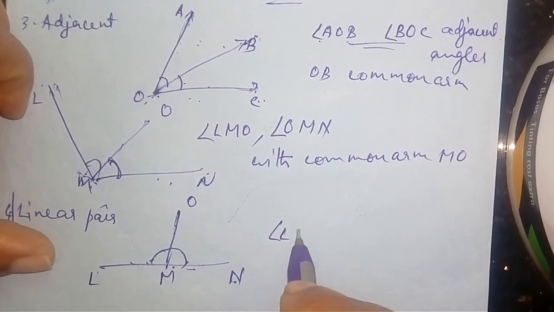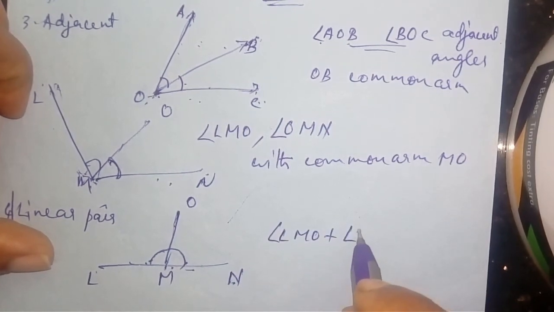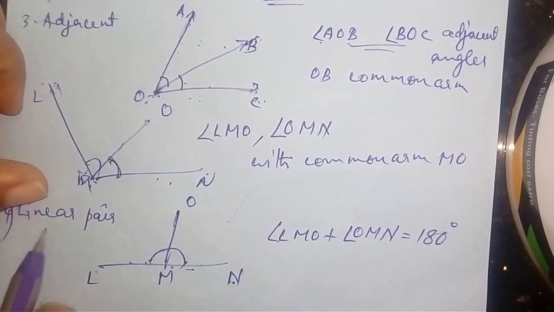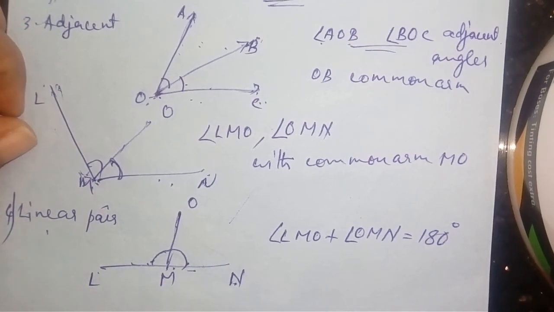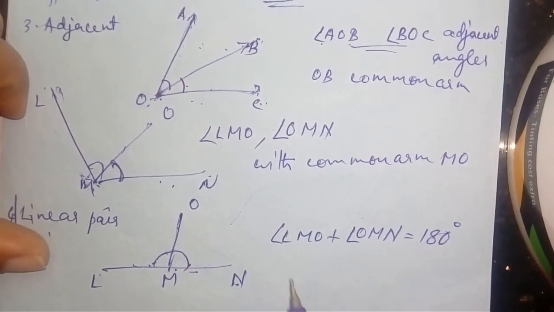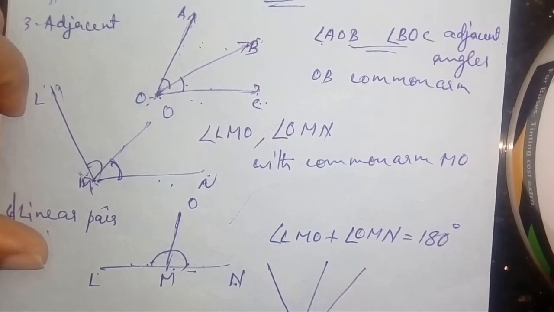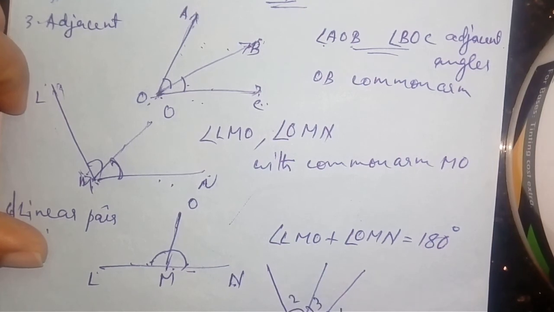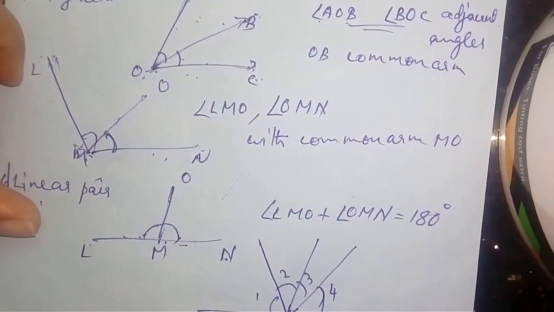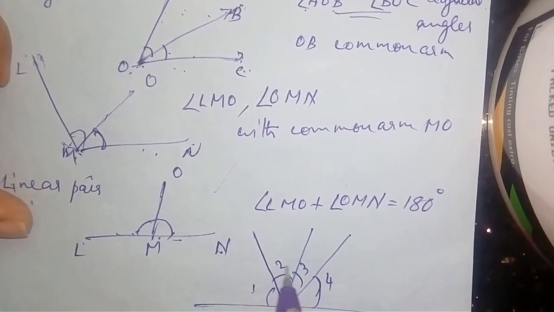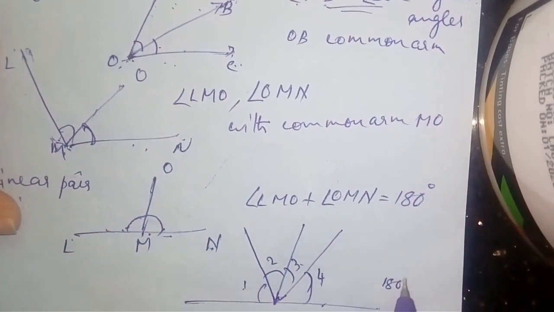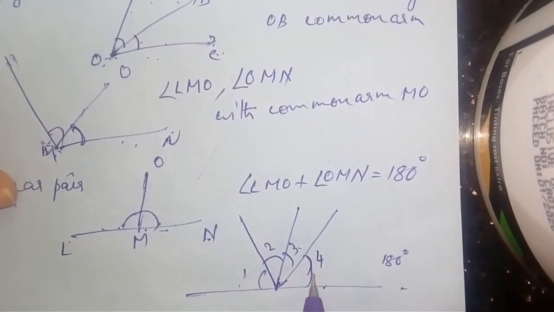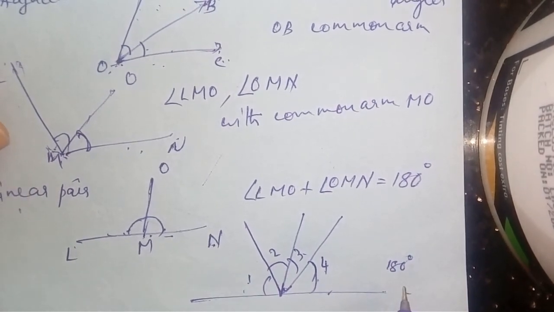So angle LMO plus angle OMN in this case becomes 180, and it is called a linear pair. And for the angles formed on a straight line, if we have many divisions like this, 1, 2, 3, 4, four divisions on the same straight line, the sum of these angles also makes 180 degrees. So angles on a straight line, when we take their sum, will be 180 degrees.